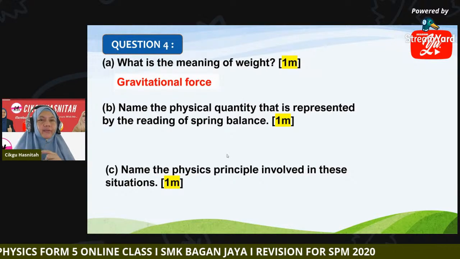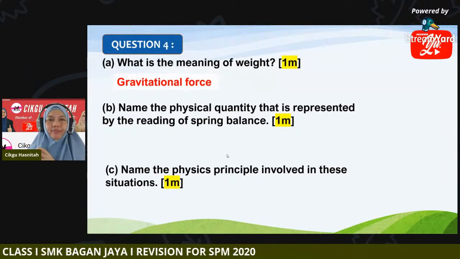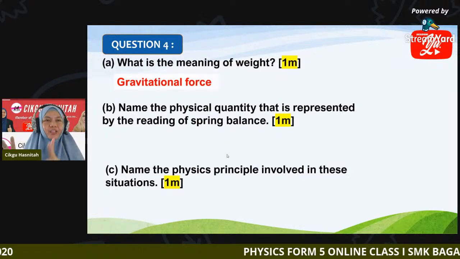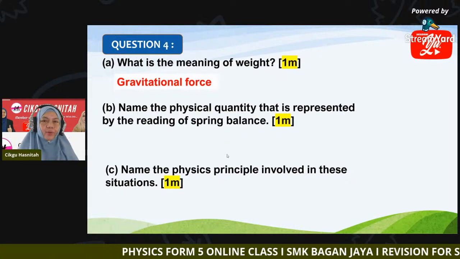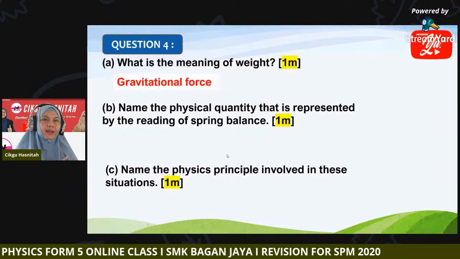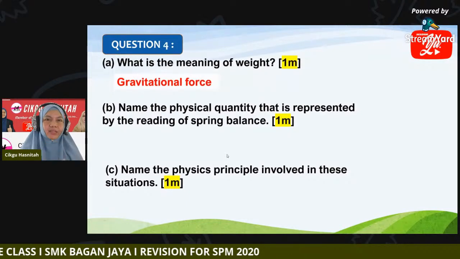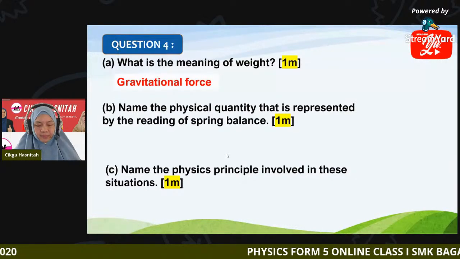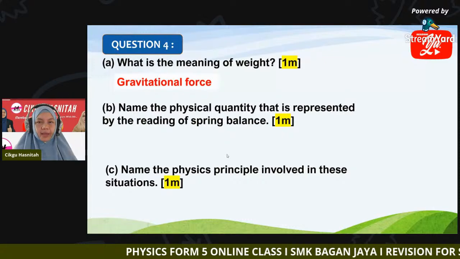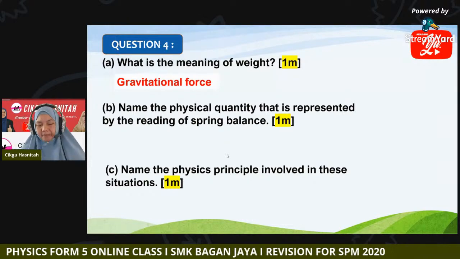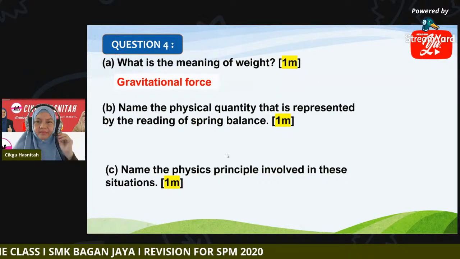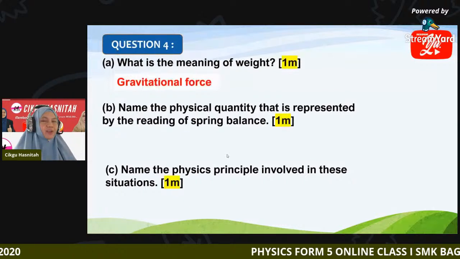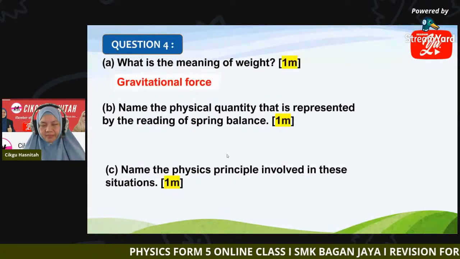Alright, and then B. Name the physical quantity that is represented by the reading of the spring balance. Spring balance is used to measure what? Okay, type your answer for B. Spring balance is used to measure what? Name the physical quantity represented by the reading of the spring balance. Does it measure mass or does it measure weight? Which one? Spring balance.